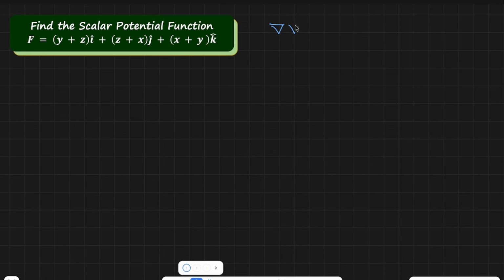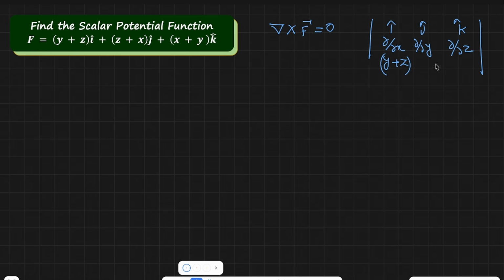When you solve the curl of F, this will be 0. You can check like this: i, j, k, and all of you know how to find the curl: dou by dou x, dou by dou y, dou by dou z, and the components are y plus z, z plus x, and x plus y. When you solve this, this will be 0. Once it is 0, I can write this F as del phi. So what is this phi? My target is to get this phi.